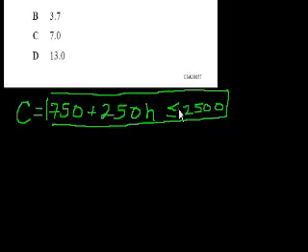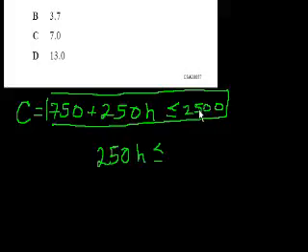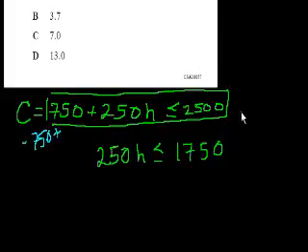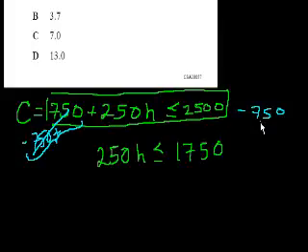So what's the first thing we could do here? We could subtract 750 from both sides. So we get 250 times h is less than or equal to 2,500 minus 750. That's 1,750, right? I just subtracted 750 from both sides. Minus 750 plus 750 goes to 0, and that's why you don't see anything over here. And on the right-hand side, 2,500 minus 750 is 1,750.